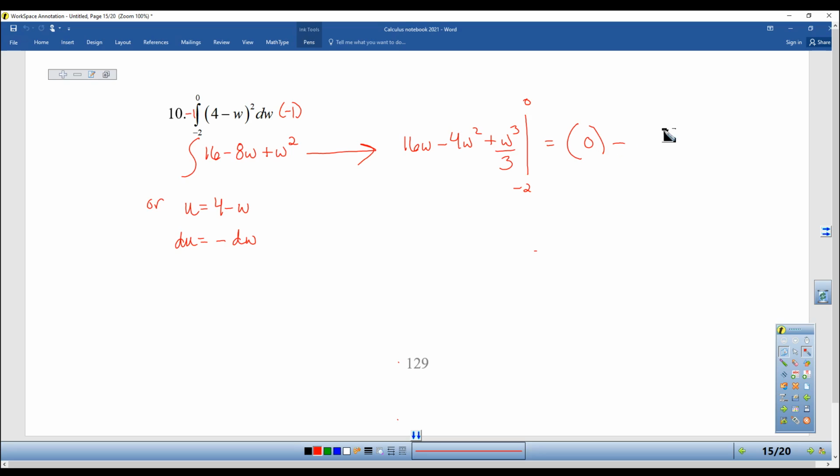So it's 0 minus, and now I'm going to plug in the negative 2. That gives me negative 32. Now be careful, exponents come first. So it's not negative 4 times negative 2 and then squared. It's negative 2 squared, which is 4, times negative 4 is negative 16. And then negative 2 cubed is negative 8 over 3.